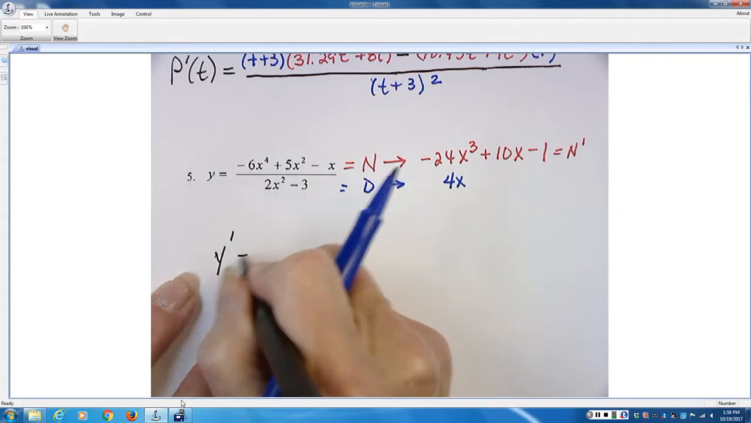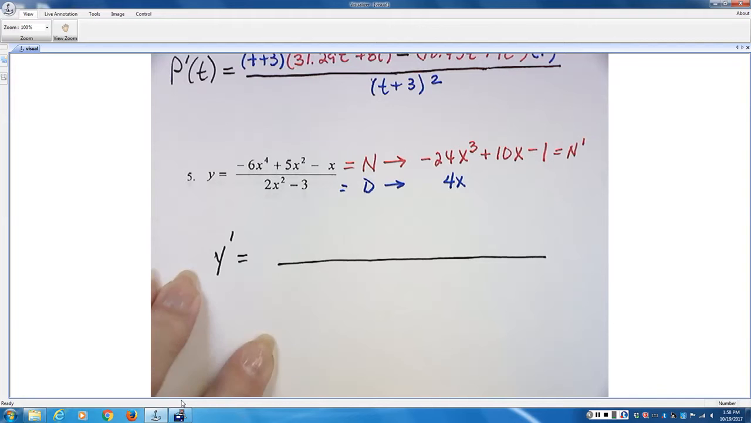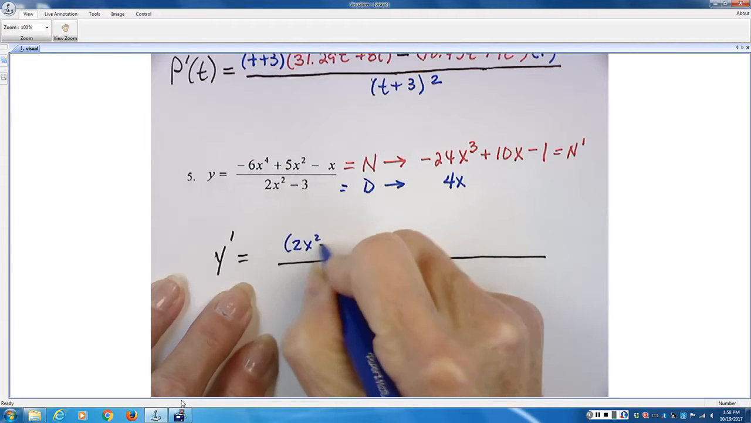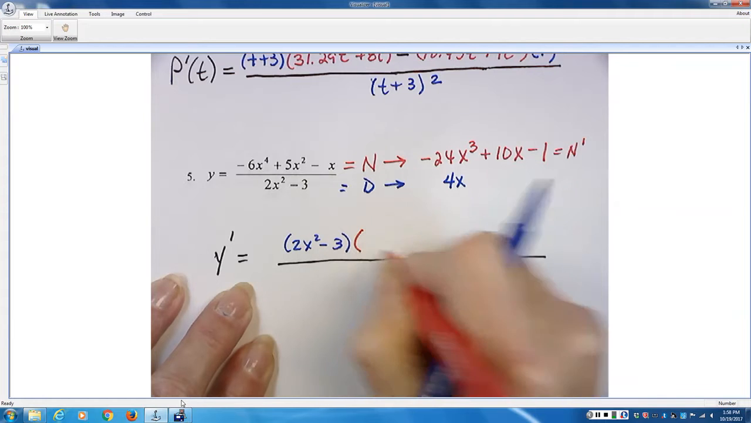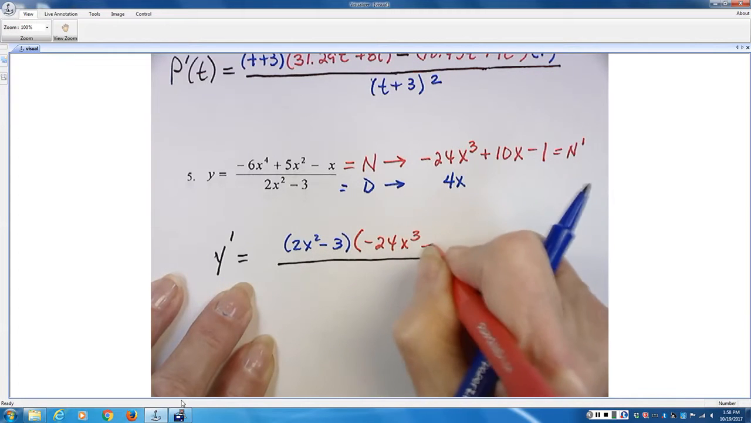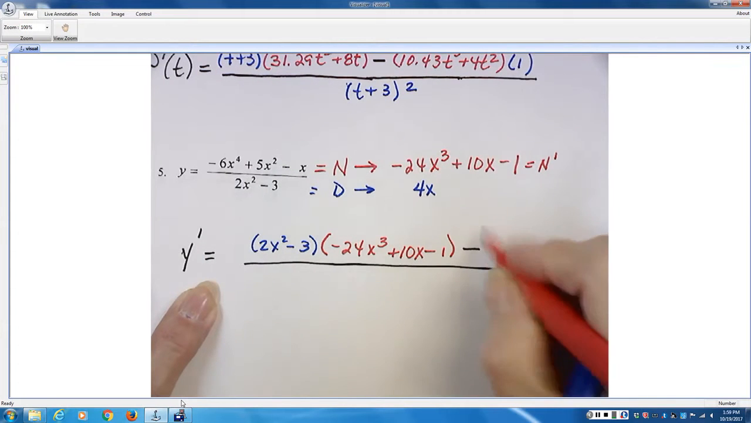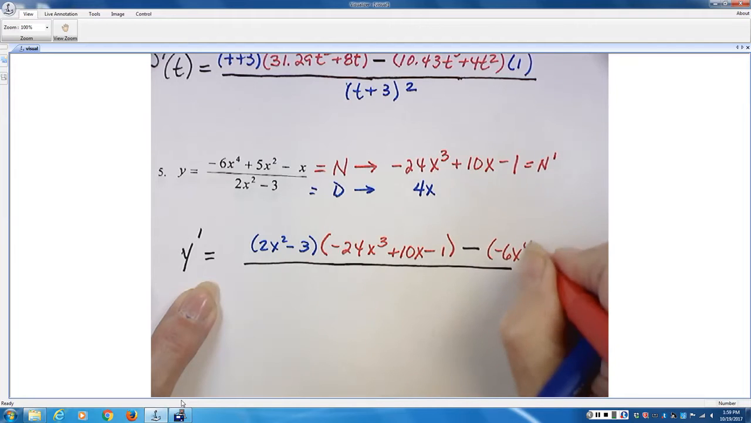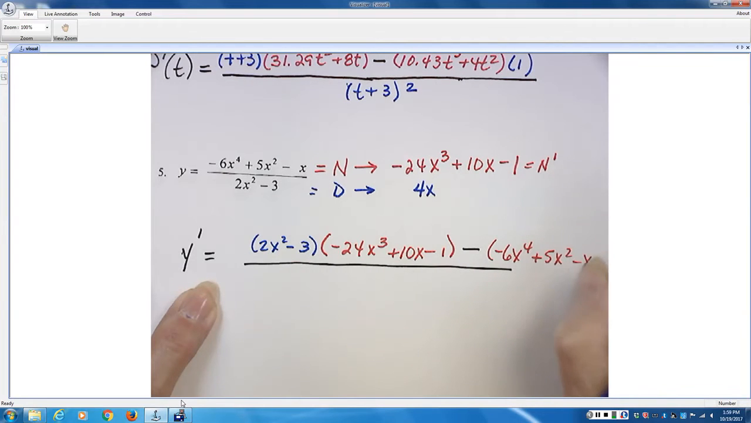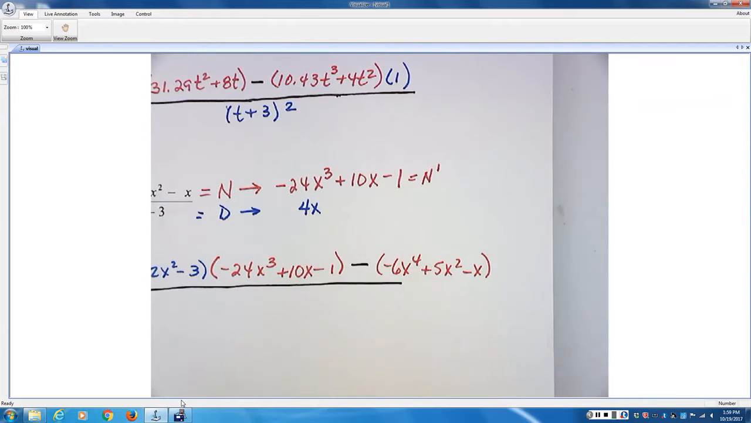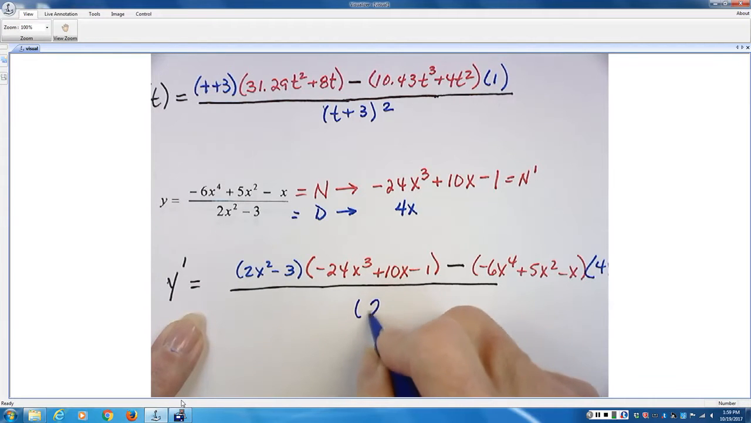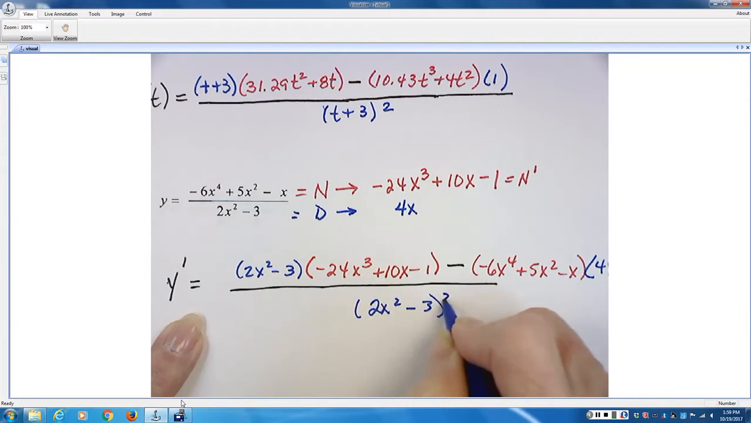So y prime, going to have a big long numerator, is going to be 2x squared minus 3 times negative 24x cubed plus 10x minus 1, minus negative 6x to the 4th plus 5x squared minus x times 4x, and the denominator is going to be 2x squared minus 3, and that quantity is squared.